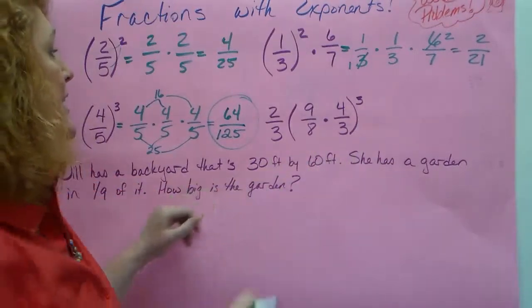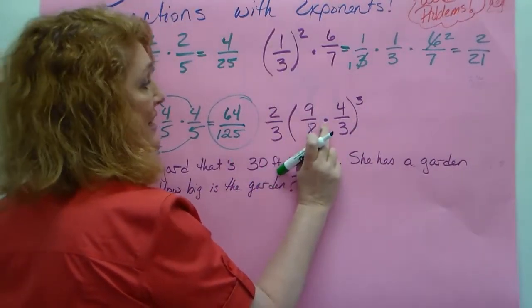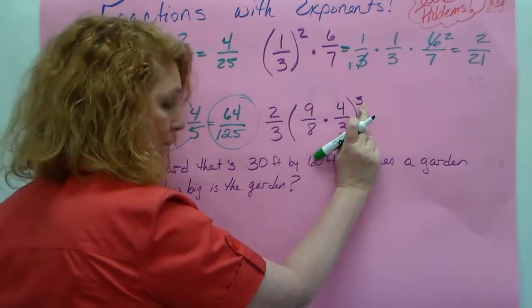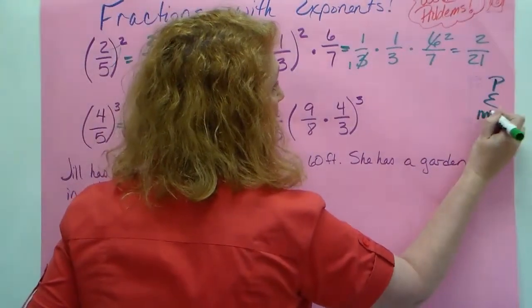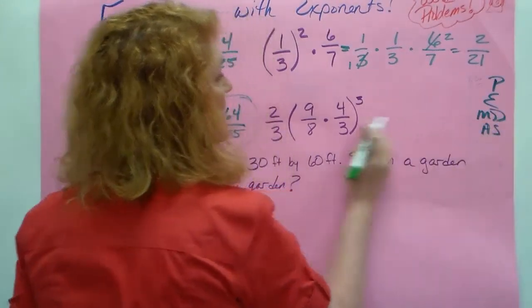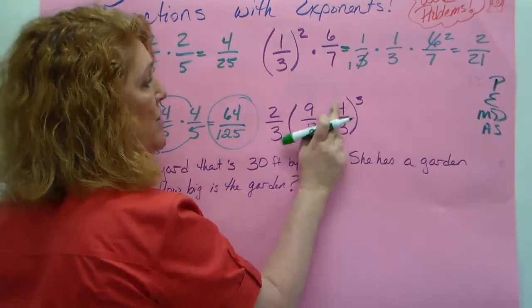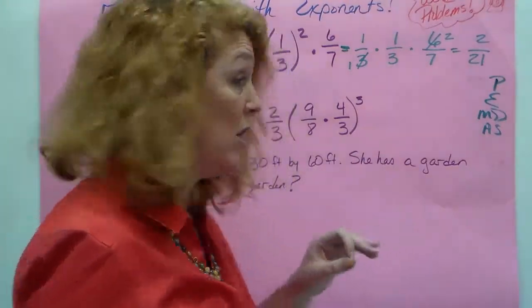Oh my goodness, look at this. I have 2/3 times the quantity 9/8 times 4/3 cubed. Wow. So with PEMDAS, P-E-M-D-A-S, first thing I'm going to do is parentheses. Inside the parentheses, I'm going to do 9/8 times 4/3. Well, guess what I'm going to do first? I'm going to cross cancel.